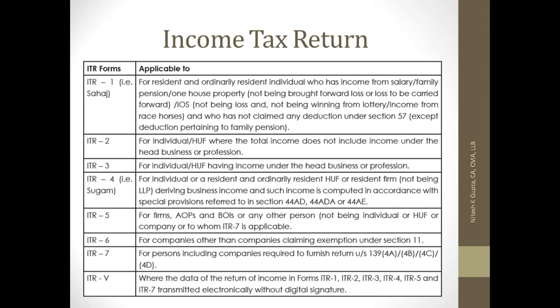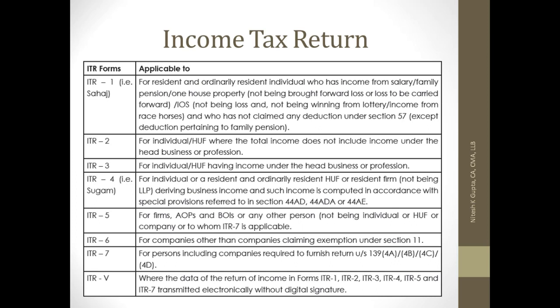So there are different forms for different persons. This is income tax return form number 2. This is for those whose income does not include business or profession. He can have any other income but not the business or profession. ITR 3 is for the person whose income is under business and profession. ITR 4 is for the person who is having income in business or profession but declaring the income under presumptive taxation 44AD, ADA, AE.